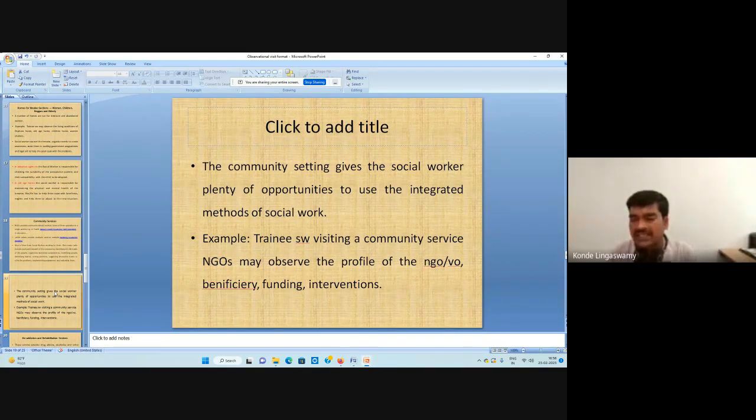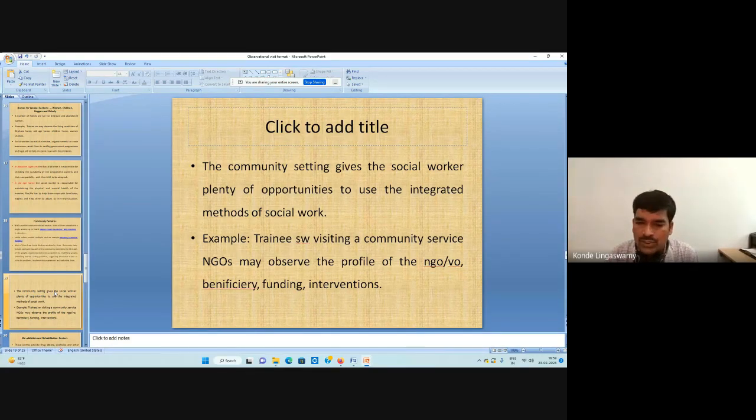For example, a trainee social worker visiting a community service NGO may observe the profile of the NGO or voluntary organization, who are the beneficiaries of the organization, the source of funding, either international funding or nationwide funding or any other non-governmental organization funding, and what are the activities, meaning what are the interventions by the organization.